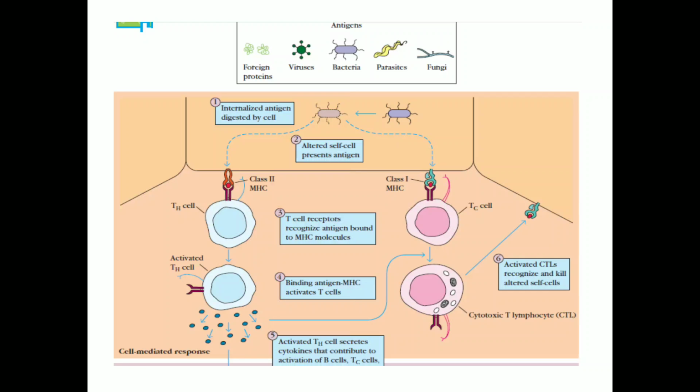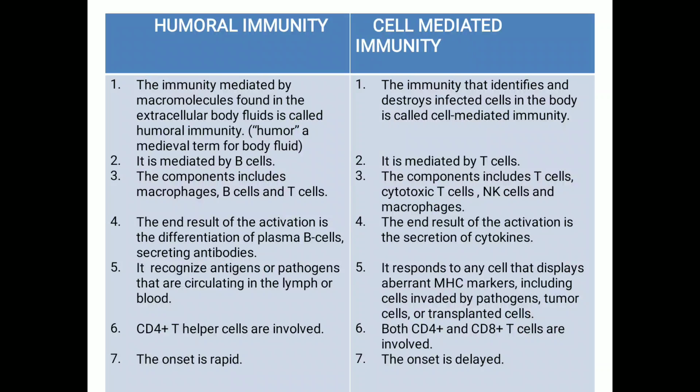So here in cell-mediated immunity, the T helper and the T cytotoxic cells respond to an antigen by producing cytokines. These T helper cells will produce cytokines, and these cytokines will further activate B cells, T cytotoxic cells, macrophages and various other cells of the immune system. While the T cytotoxic cells respond to antigen by developing into cytotoxic T lymphocytes, which mediate killing of altered self cells such as virus-infected cells.